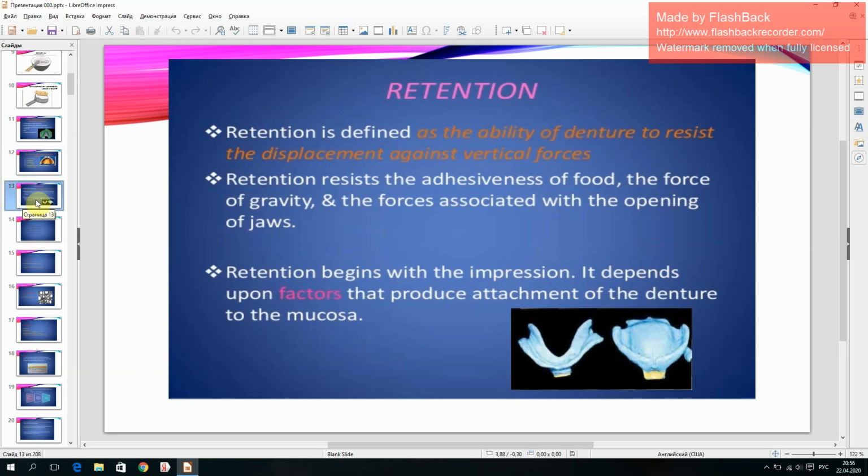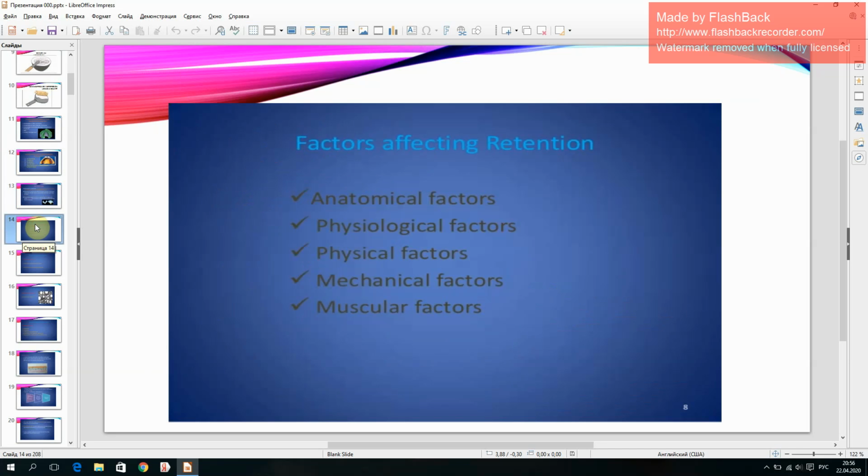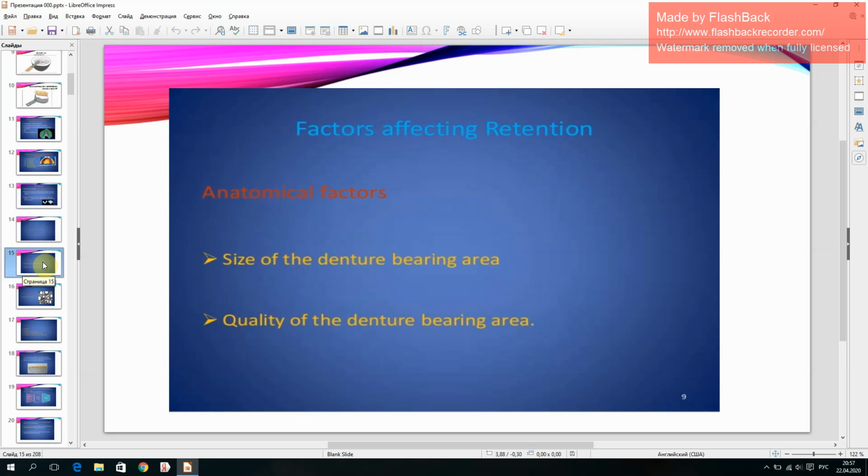Retention. Retention is defined as the ability of the denture to resist displacement against vertical forces. Factors affecting retention: anatomical factors, physiological factors, physical factors, mechanical factors, muscular factors. Anatomical factors: size of the denture bearing area, quality of the denture bearing area.